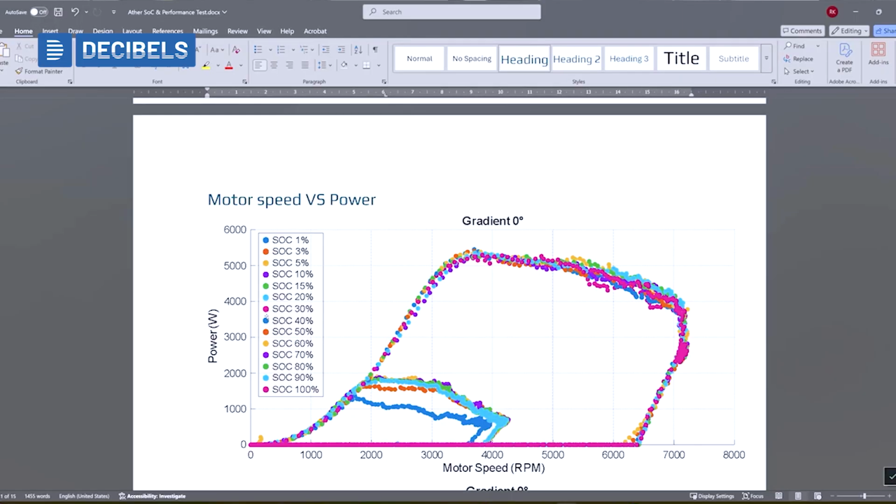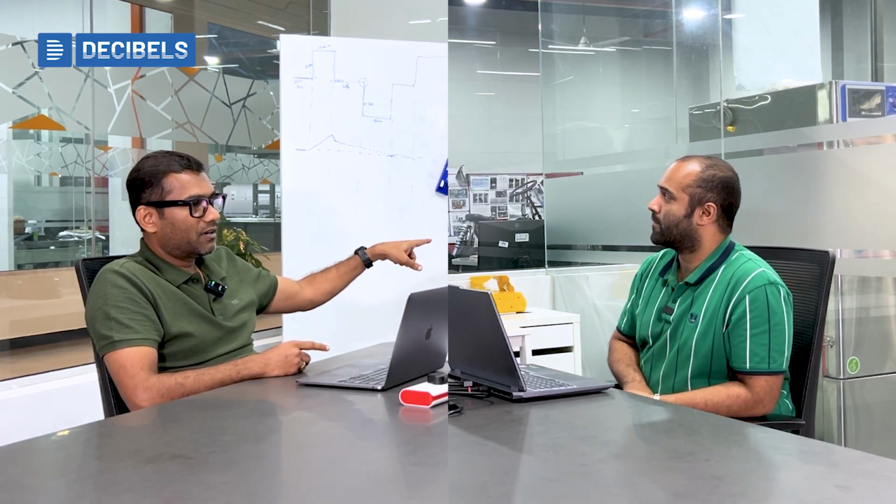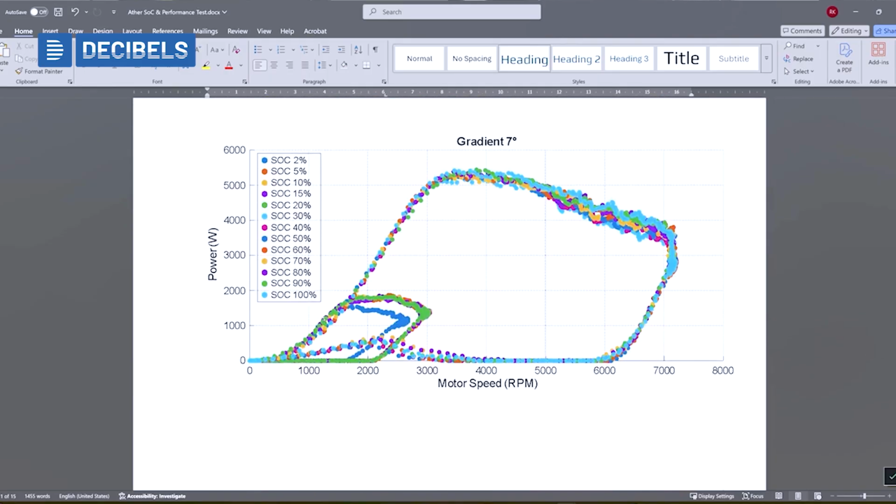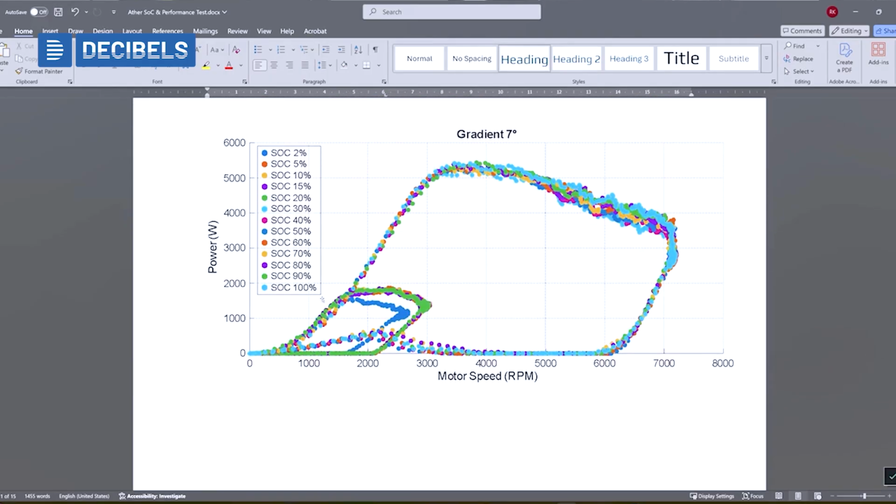All this power and torque is measured by our dynamometer. We have inline torque sensing, so with that we capture it. This power is the mechanical power, measured from the torque and the speed. This is also done with different gradients. This one is with a 7% gradient.